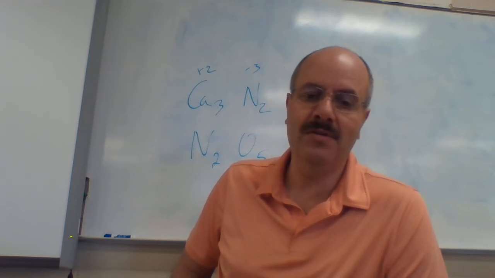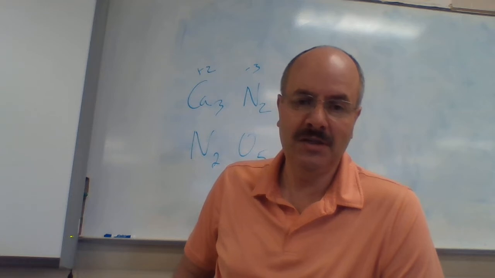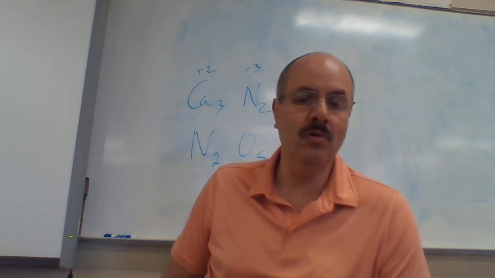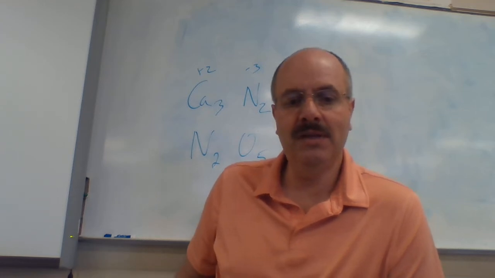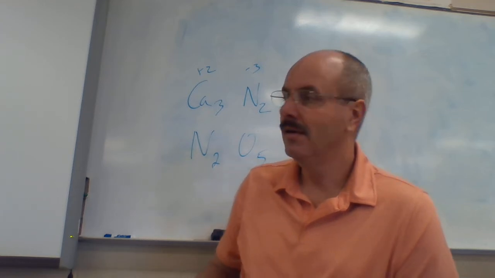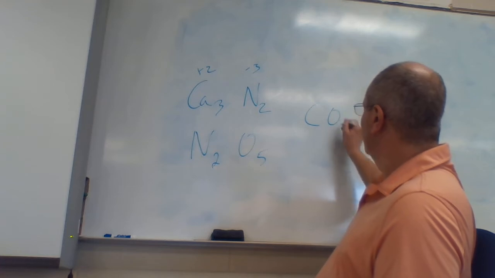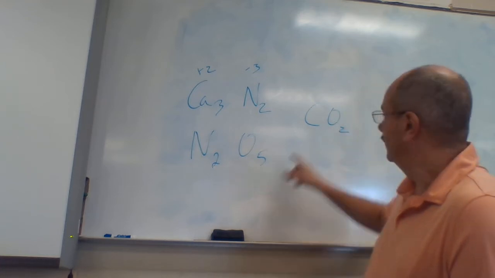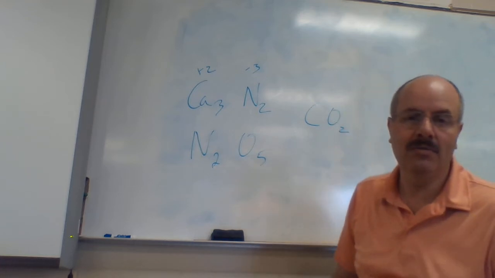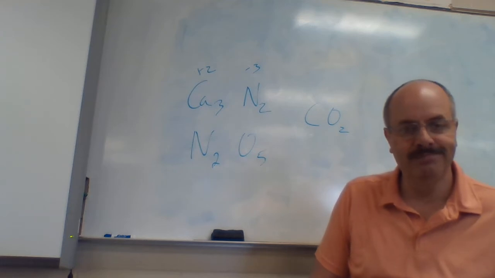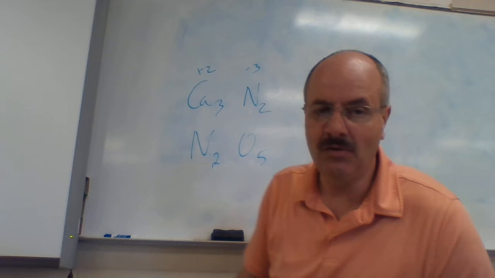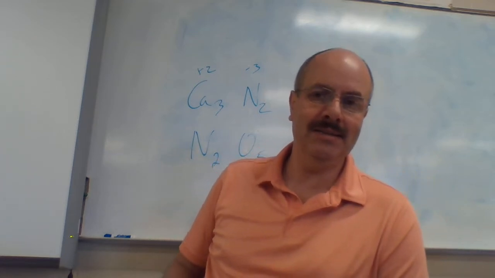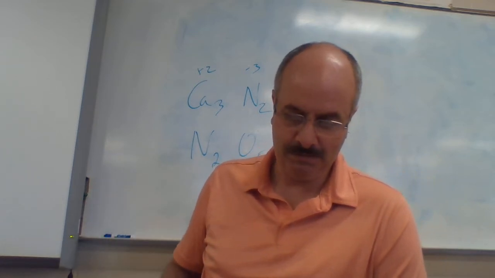Remember that the second one always ends in ide. First one is just the name. And the one time when you don't put a prefix is if there's only one. I didn't have any samples of that one, but think of carbon dioxide, which is CO2. That first one only has one carbon. We don't call it monocarbon dioxide. It's just carbon dioxide. So the first one has 1, you don't put a mono in front of it. That's the only situation where you don't put a prefix.